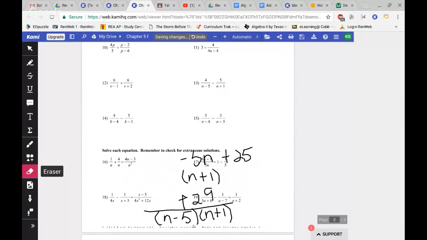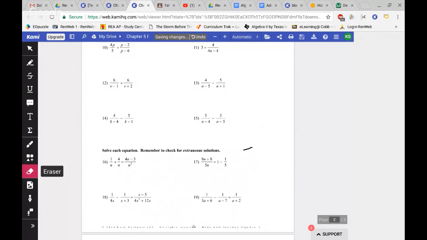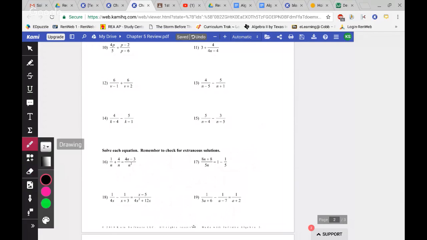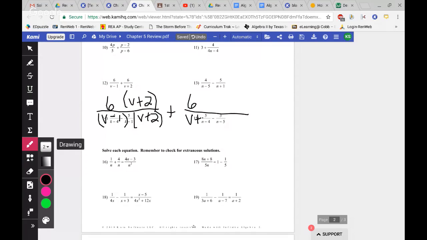Number 12. Once again, it's already in its lowest terms. Both of the denominators can't be factored anymore. So pretty simple to start. You've got v minus 1, 6, and then you're just going to multiply it by the other denominator, which is v plus 2, plus 6 over v plus 2. The other denominator is v minus 1.